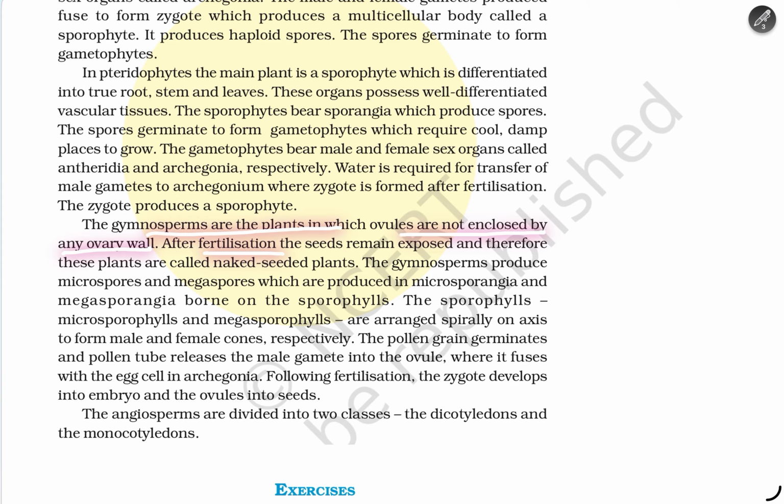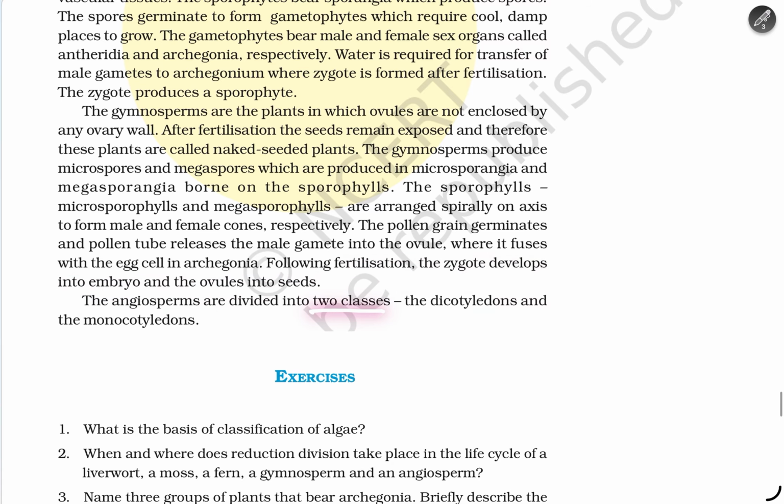In gymnosperms, the ovules are not enclosed by any ovary wall. After fertilization, seeds remain exposed. Therefore, these plants are called naked seed plants, and gymnosperms produce microspores and megaspores, which are produced in the microsporangia and megasporangia on the sporophylls. The microsporophylls and megasporophylls are arranged spirally on the axis to form male and female cones respectively. The pollen grain germinates and the pollen tube releases the male gametes into the ovules, where one fuses with the egg in the archegonia. Following fertilization, the zygote develops into an embryo and the ovules into seeds. The angiosperms are divided into two classes, dicotyledonae and monocotyledonae.